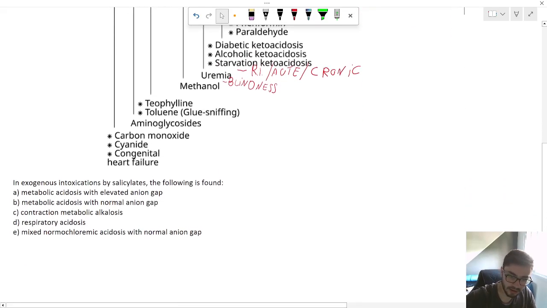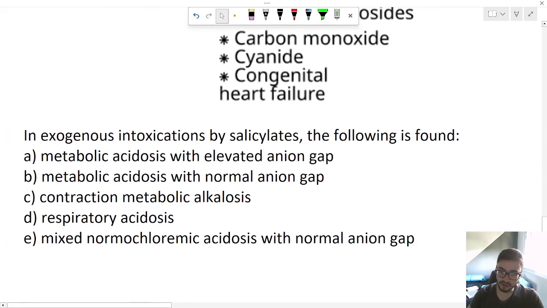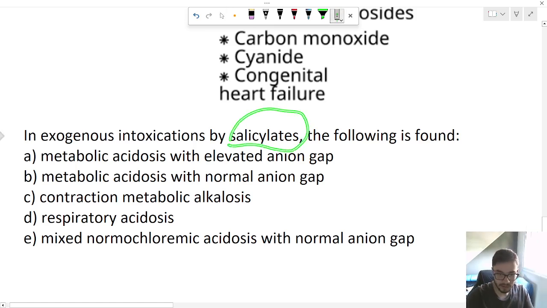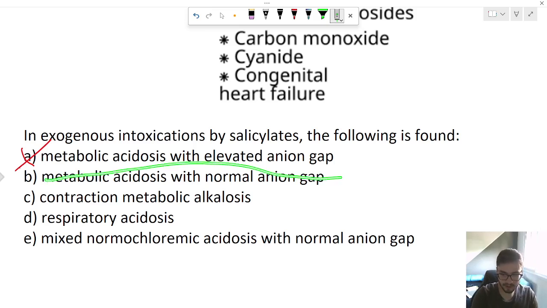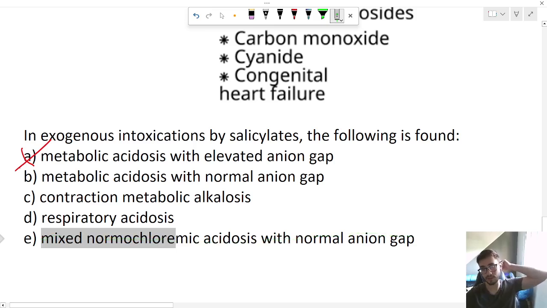So just to finish here, guys, let's do a question. We're always doing questions. In exogenous intoxications by salicylates, which we just talked about, the following is found: metabolic acidosis with elevated anion gap? Of course, guys, it's the topic of our class here, so this is our answer. Let's go to the other ones. Metabolic acidosis with normal anion gap? No. Contraction metabolic alkalosis? No, it's a metabolic acidosis. Respiratory acidosis? No, it's metabolic. Mixed normal chloremic acidosis with normal anion gap? No. Okay, guys, so this is all for this class.